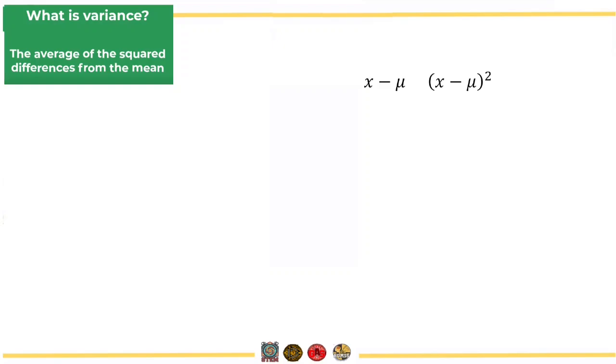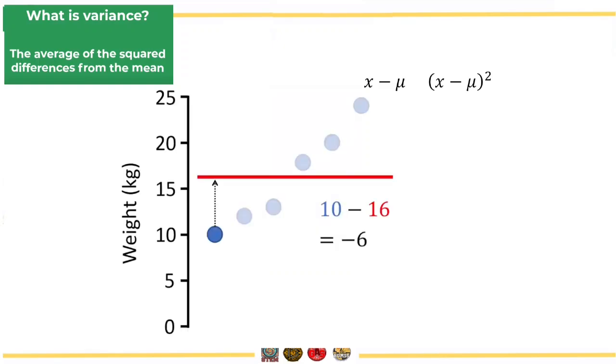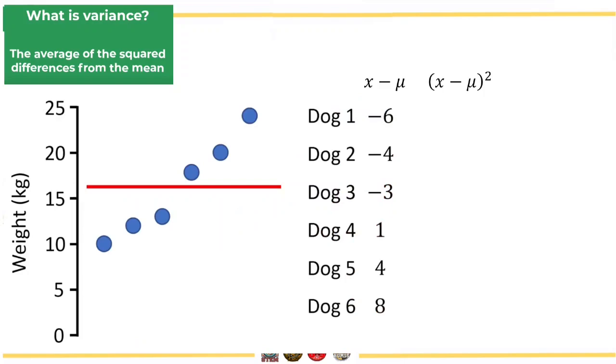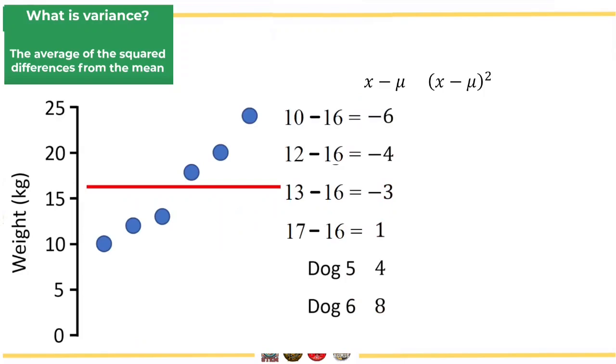Then you will get the average of this, the raw data minus mean squared. So later we will do that. Okay, so let's get first each raw data. So here's the example. 10 minus 16 is negative 6. So to eliminate negative 6, negative 4, negative 3.